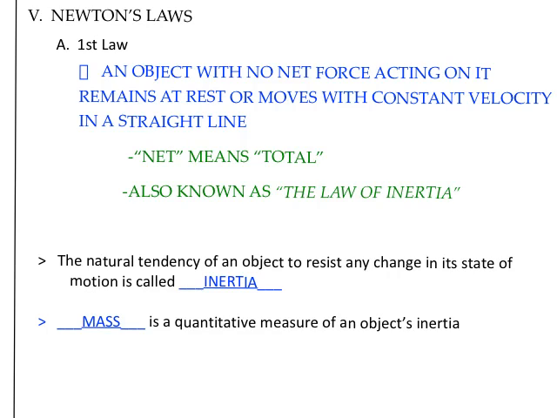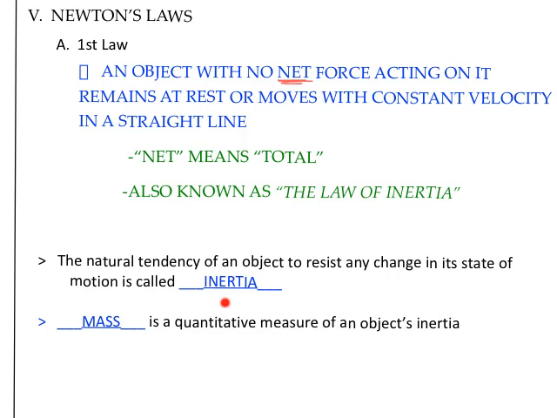Newton's first law states that an object with no net force acting on it remains at rest or moves with constant velocity in a straight line. I wanted to point out this word net means total. So we're going to look at the total amount of forces acting on an object rather than just one force at a time. This also is called the law of inertia.